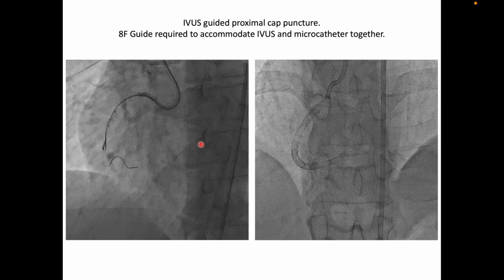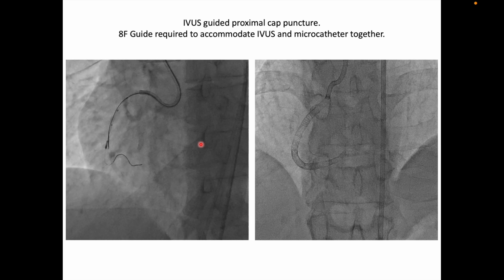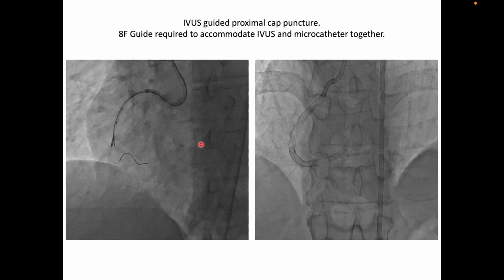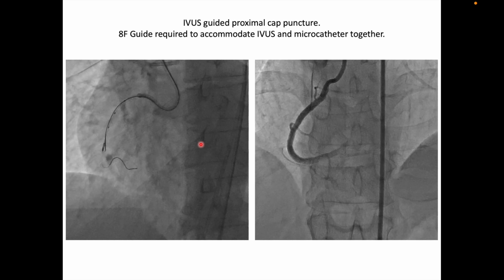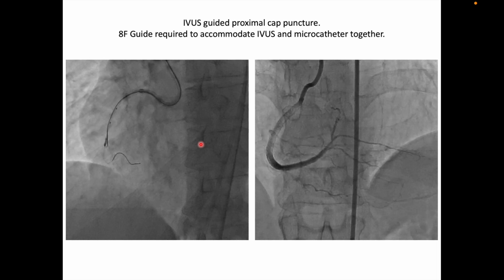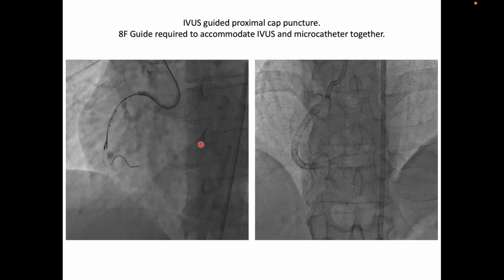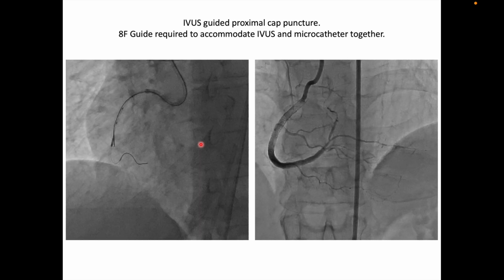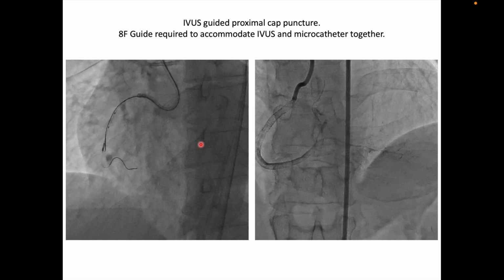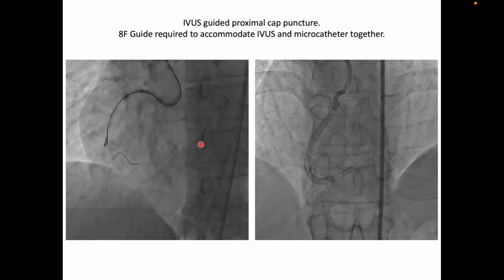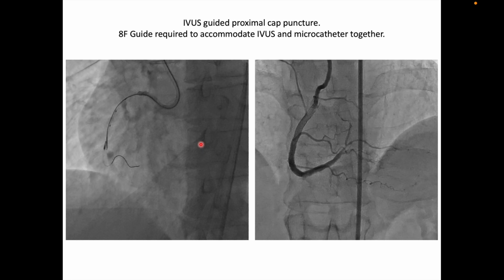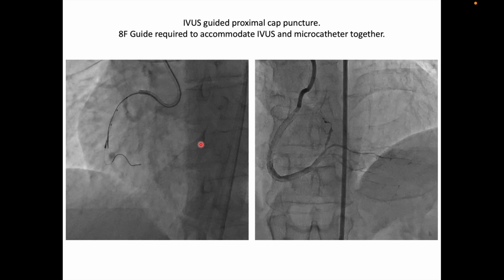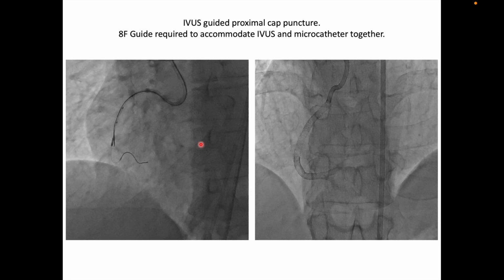So you need an 8 French guide if you want to accommodate an IVUS catheter and a micro catheter simultaneously. So this must be remembered. If you want to have an IVUS guided live puncture, you've got to have a micro catheter in there as well for the wire exchange and support, and for that you need an 8 French guide catheter. So we did this puncture with IVUS guidance, and that's the final result.